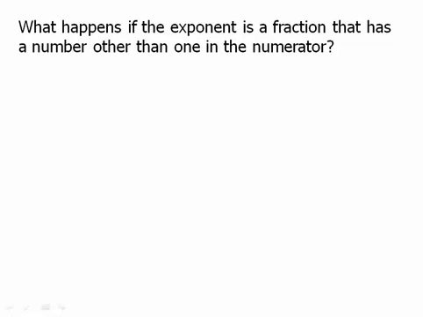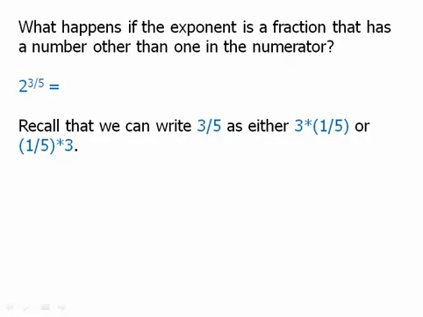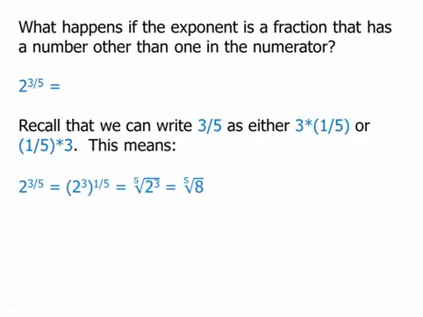What happens if the exponent is a fraction that has a number other than 1 in the numerator? So far, we've been looking only at fractions that have 1 in the numerator. What would happen if we had something like 2 to the 3/5? Well, remember, we can write 3/5 as either 3 times 1/5 or 1/5 times 3. We can write the product either way, and this has implications for the laws of exponents. I can write it as 3 times 1/5, have the power of 3 inside, and have the 1/5 outside, and so that would be the 5th root of 2 cubed, or the 5th root of 8. That would be one way I could do it.